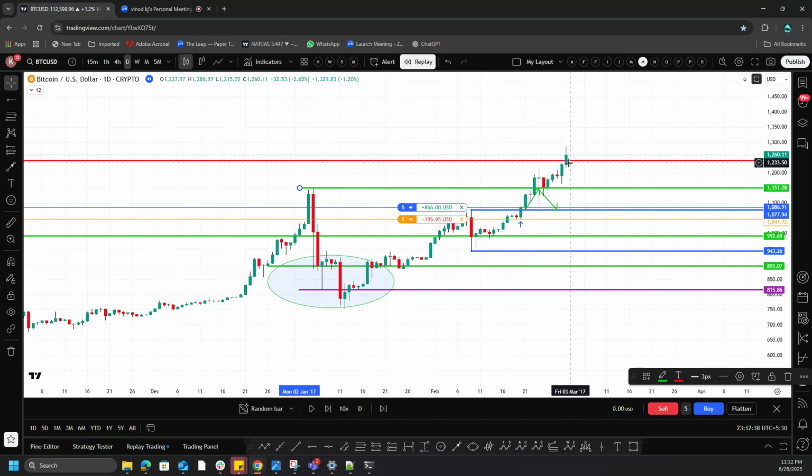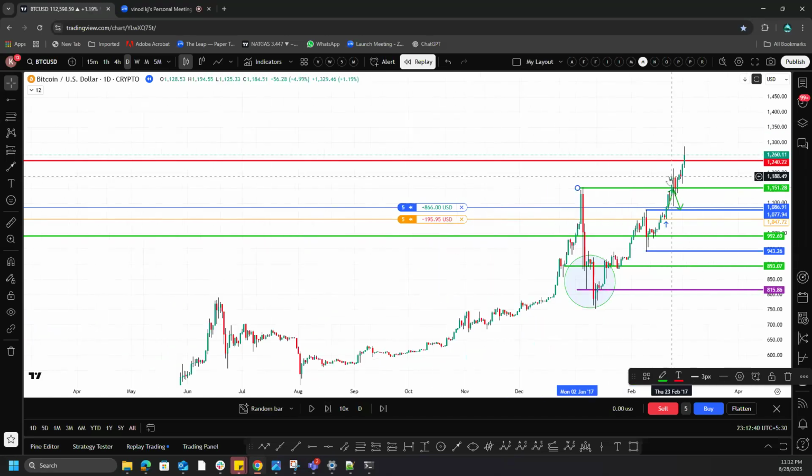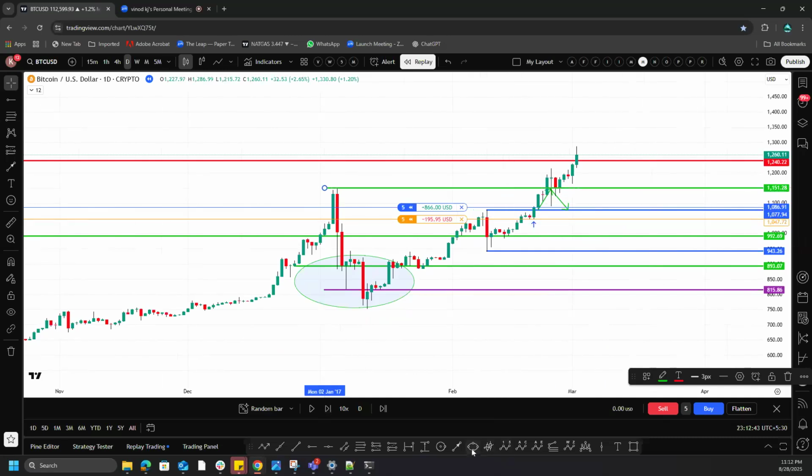Yeah, it hit the target. Okay, it hit our target. So which means whatever the candle we believed and whatever the level we believed, it really worked, right? And it also hit the target.